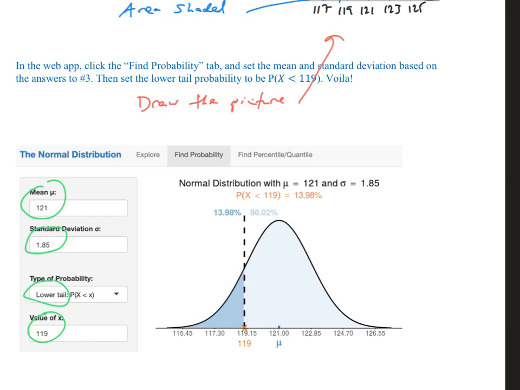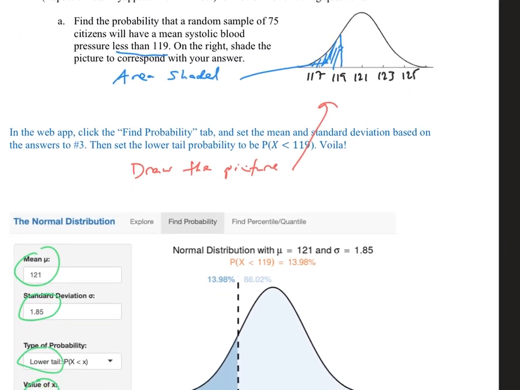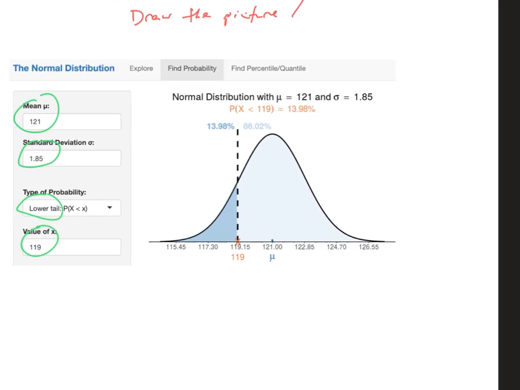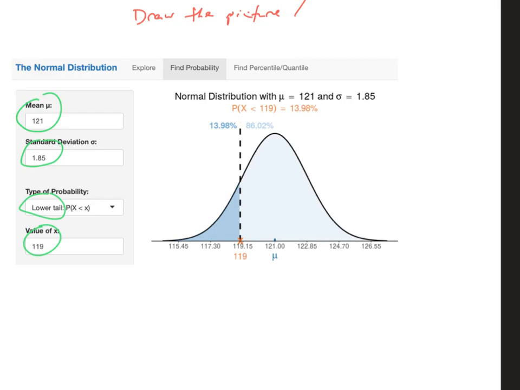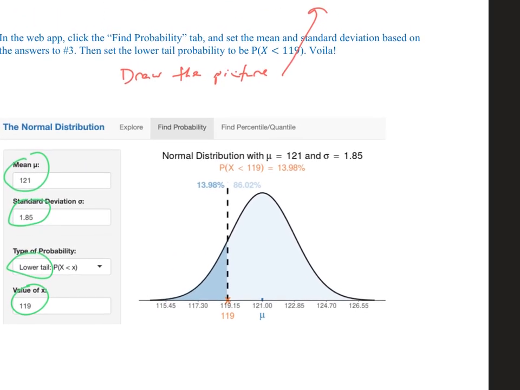So if I set all of those things up, notice how the picture on the computer screen looks exactly like the picture that I drew. Well, it looks better than the picture that I drew, but the shading is in the right direction. The center and standard deviations are marked correctly, and the value 119 is the cut point there. And so having all of that match, the computer output is telling me the answer. The probability is 13.98%, about 14.